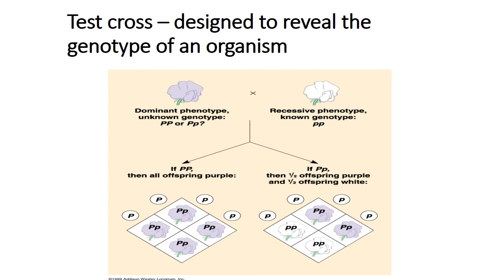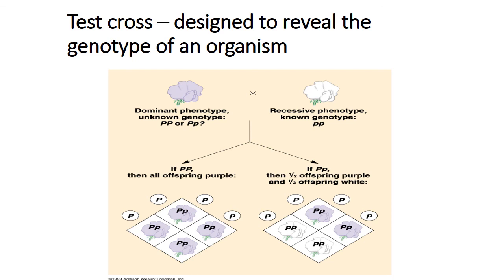Now, a test cross is designed to reveal the genotype of an organism. So we use a known genotype, usually the recessive, because it has to be little p, or little g, depending on whatever it is. And then we use the unknown genotype, which is usually our dominant, and we're trying to see whether it's homozygous or heterozygous.